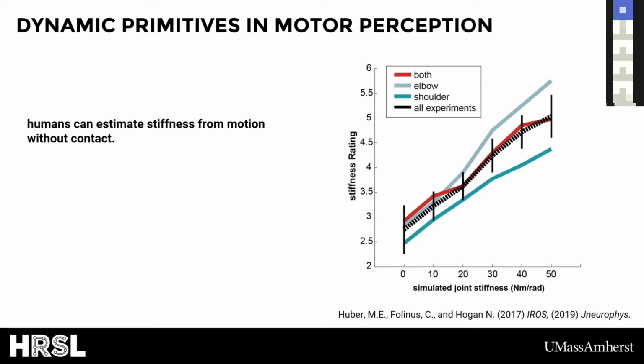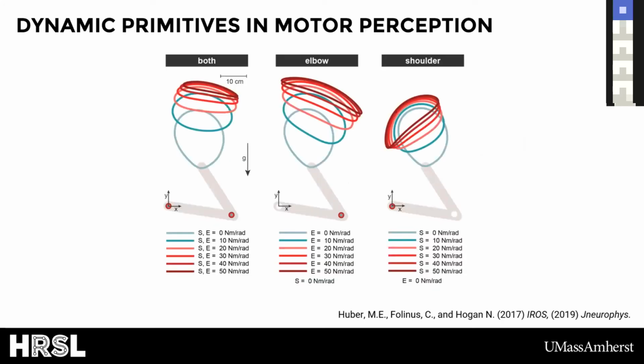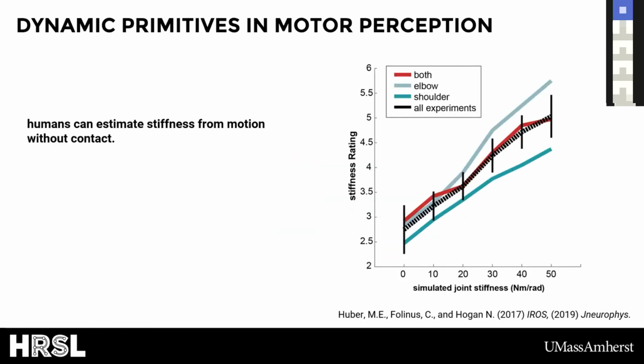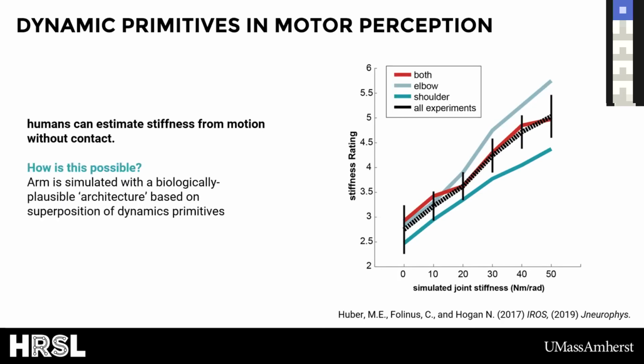So I should clarify, from motion without contact, it's fundamentally impossible to estimate stiffness, right? In fact, any of these motions could be generated with a high stiffness controller, for example. However, humans were able to do that. And to be able to then estimate a change in this one parameter in our control law, given absolutely no other information about the arm, what that requires is that humans had to rely on some prior information. And we think that humans were able to perform this task because the arm was simulated using a biologically plausible architecture based on the superposition of dynamic primitives in the same way that human behavior is generated.